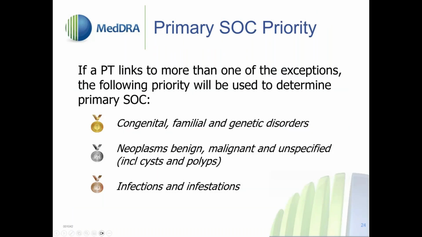Okay, what happens if a term can be linked to more than one of these three very important safety signals? What happens if there is a congenital infection? What happens if there is a congenital cancer? How does MedDRA prioritize which becomes the primary system organ class? As you can see on the screen, the most important one would be the congenital signal, and then the neoplasms, and then the infections. That would be the order of importance if the same medical concept can be linked to more than one of these three exceptions.